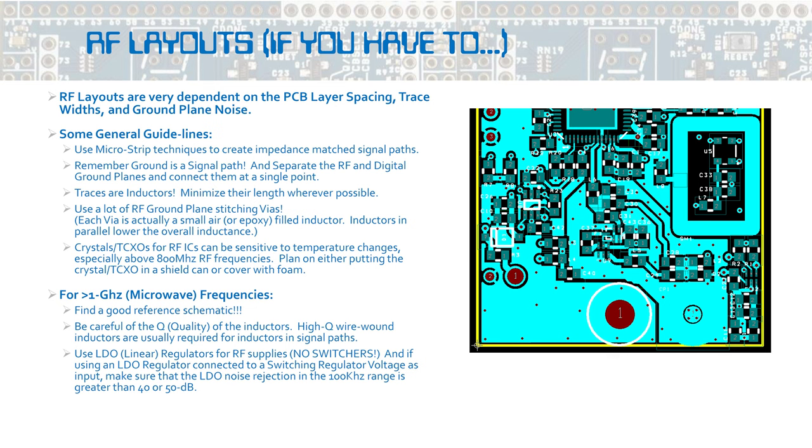Remember that you'll need microstrip techniques to do impedance match signal paths. You can't just have the components do the impedance matching for you. You'll get a schematic that says, okay, these components are matched to 50 ohms. Oh, that's great. But if you don't have the traces also matched to 50 ohms, you're going to have an impedance mismatch. So you have to do the microstrip design on those.